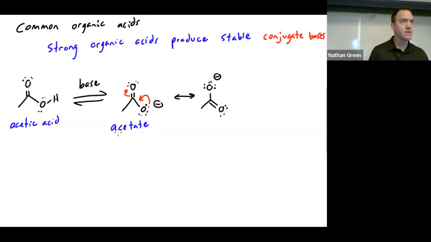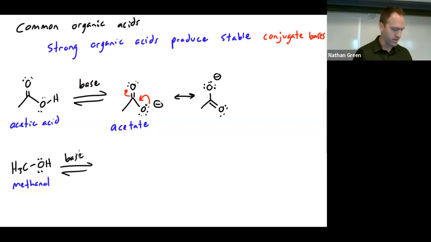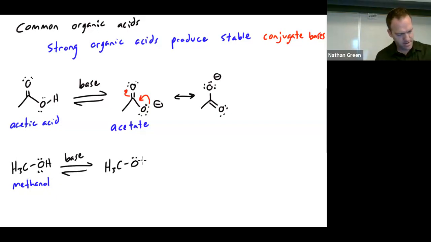Let's compare that to another molecule that has an oxygen in it. Methanol. If I mix methanol with a base, again, I won't get so caught up on what the base is because I'm wondering about acid strength here. The OH would lose a proton and it would turn into this molecule, which is called methoxide. Again, don't get too caught up in these names. We'll learn more about these later on.